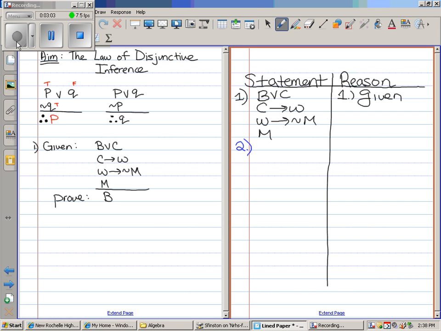Guys, chain rule. C then W, W then not M, therefore C then not M. Chain rule. Yeah, because we're going to talk smack to our homework problem. It tried to beat us down, but we chain ruled it up. What do you want now, right? Okay, what's next?